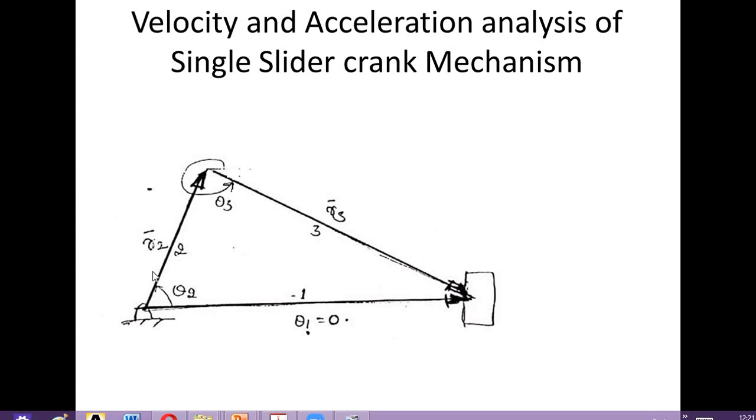If we consider the vectors R2 and R3 laid out like this, the closing side of the polygon, the closing side of the triangle, is the R1 vector, which comes in the opposite side and forms the resultant vector. So we write R1 vector is equal to R2 vector plus R3 vector. That forms the closed loop equation for a single slider crank mechanism.